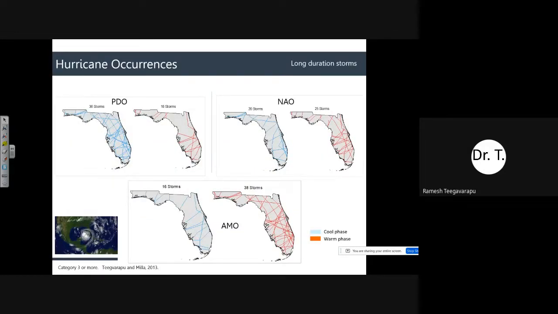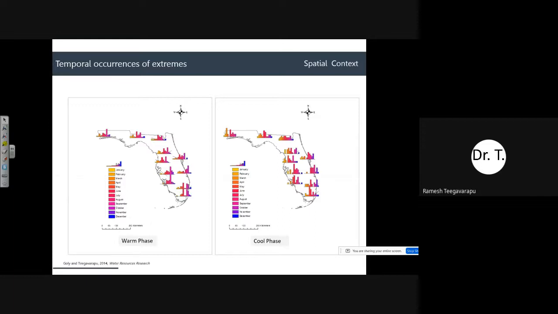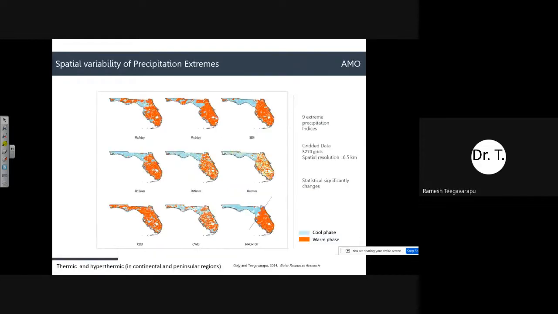So what do we see? We see that there are more hurricanes making landfall, especially in warm phase compared to cool phase. And the opposite happens in PDO compared to AMO. And NAO, again, there are more storms in warm phase. We also see changes in the temporal occurrences of extremes. So for example, in warm phase, we see a bimodal distribution. That means the extremes are happening in 2 months, whereas in case of cool phase, they are happening all over the place. So that also helps us to understand when the extremes are occurring.